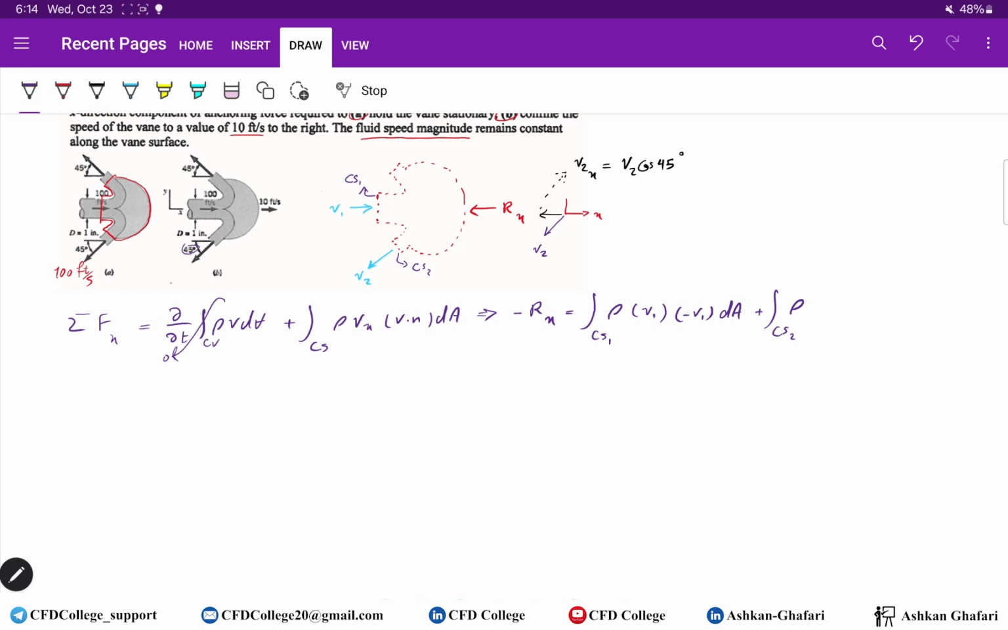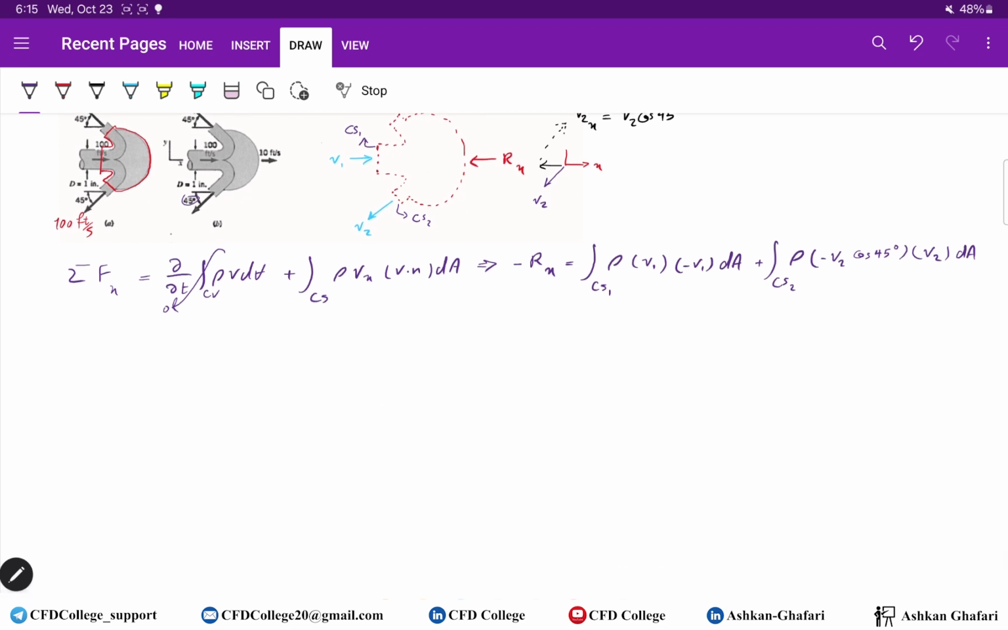Okay, rho, but be careful, it's in the opposite direction. So minus V2 cosine of 45 degrees. V dot n, since we have outlet, is positive V2 and the magnitude. There is no need to find the component of velocity in x. It's the total magnitude, dA.